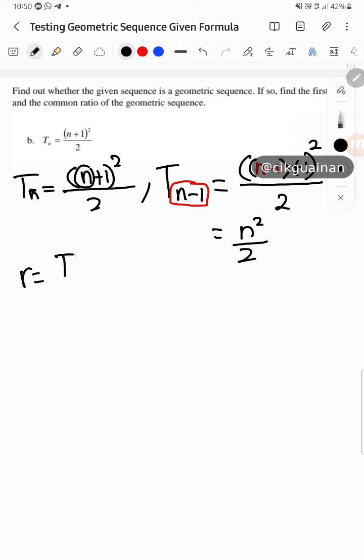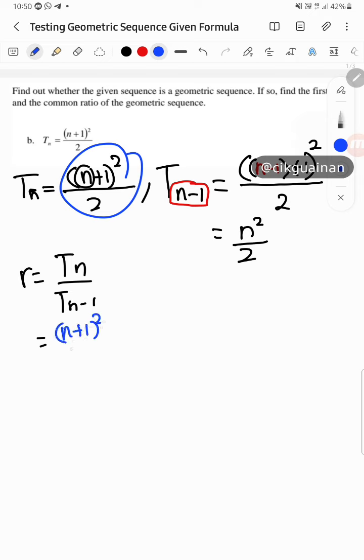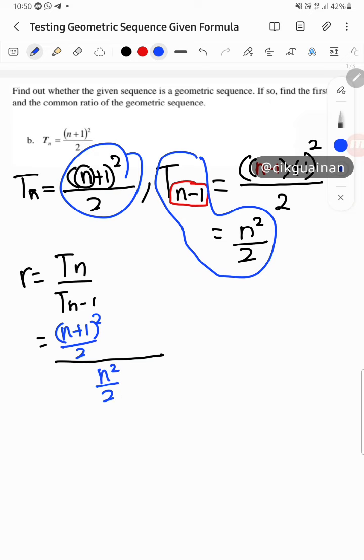R equals Tn over Tn minus 1. Now what is Tn? Tn is this one, n plus 1 squared over 2. Then divide. What is Tn minus 1? It is this one, n squared over 2.